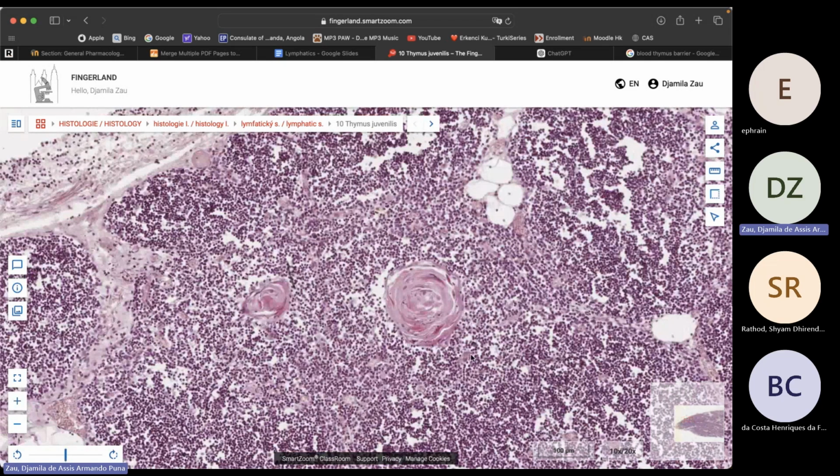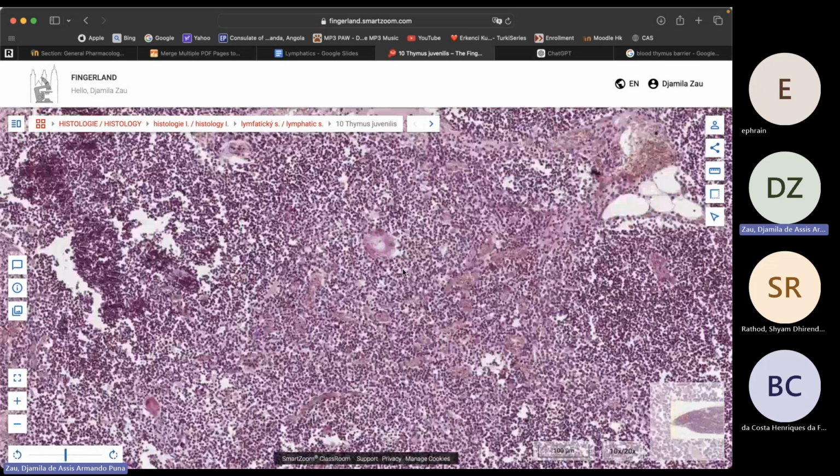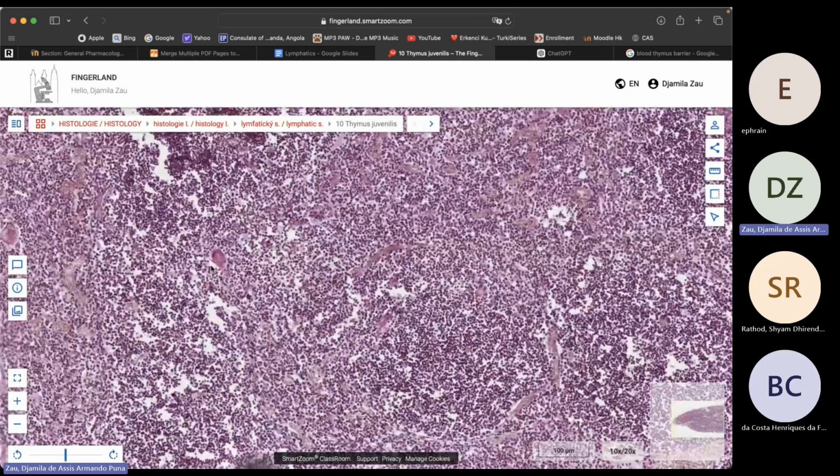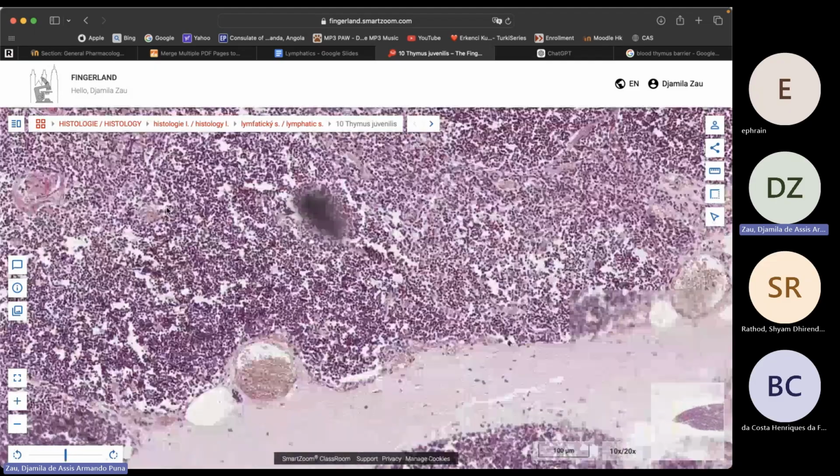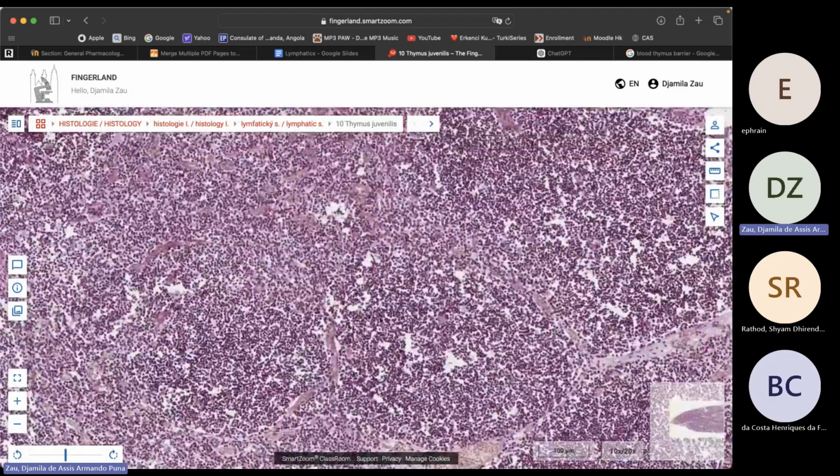So this is a Hassall's corpuscle. Here it is again. I believe this one too. Here's another one. Here's another one. They're essentially everywhere.